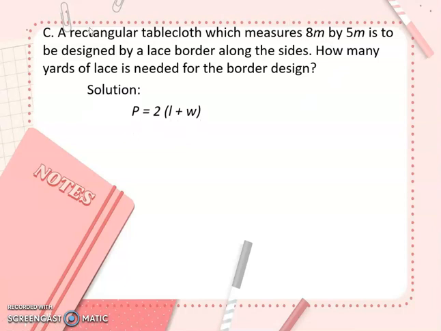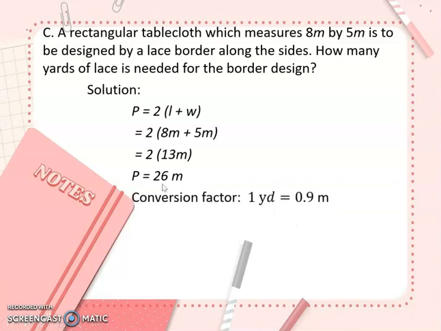Since the tablecloth is rectangular, we have the formula for perimeter. So, that is P equals 2 times the quantity of length plus width. So, that is 2 times 8 meter plus 5 meter. So, we have 2 times 13 meter, which gives us 26 meter. Okay, so this 26 meter, we will convert to yard. So, we have the conversion, 1 yard is equivalent to 0.9 meter. So, 26 meter is equal to 26 meter times 1 yard over 0.9 meter.